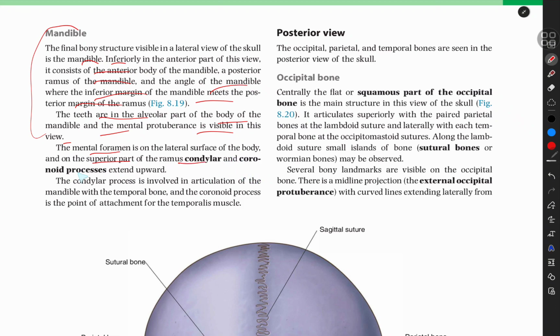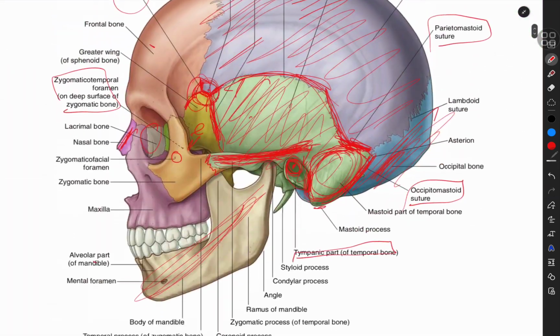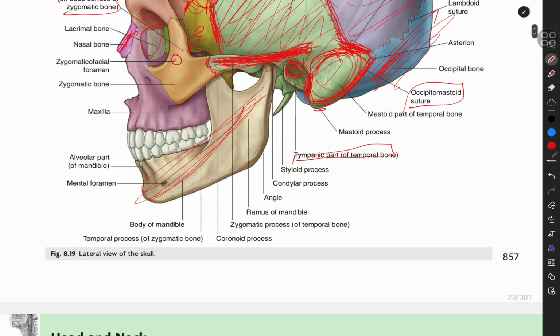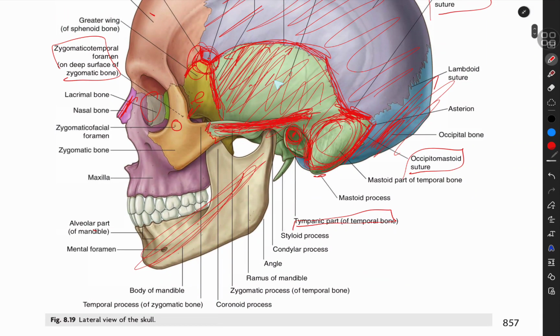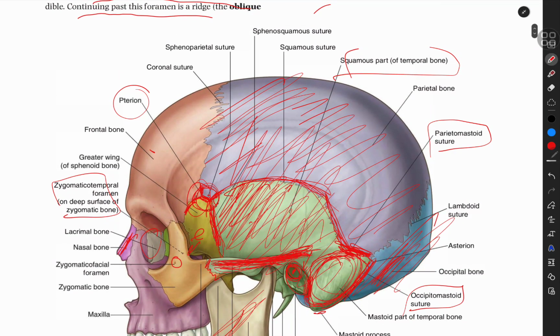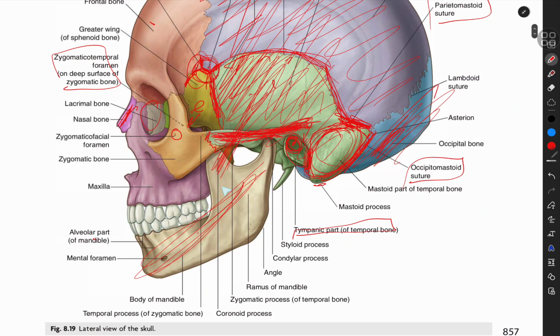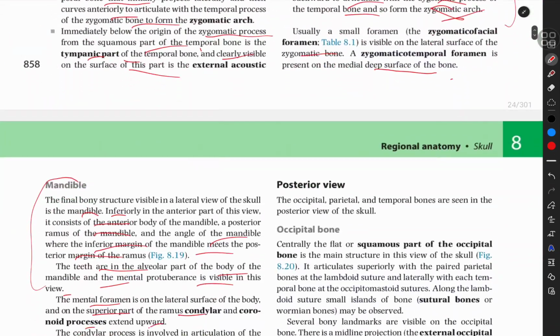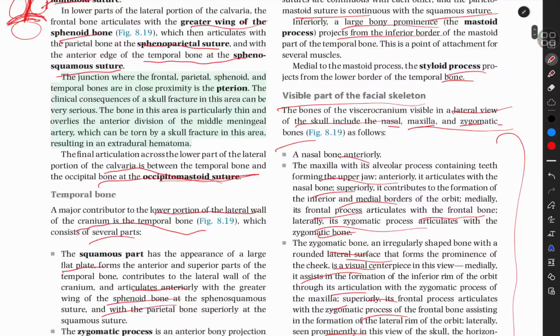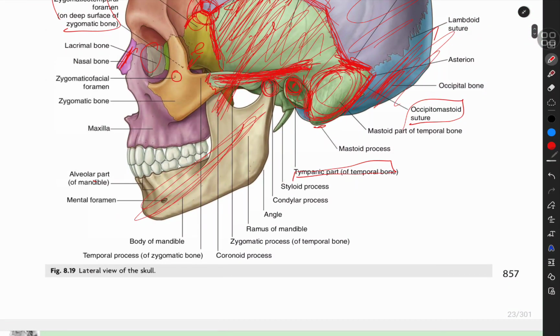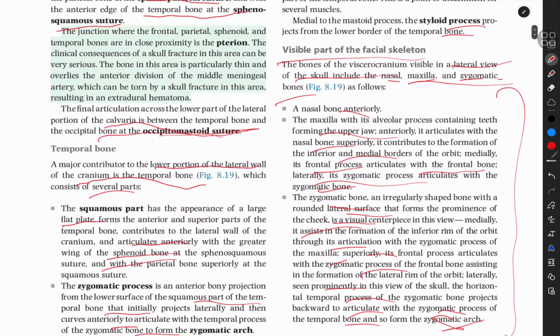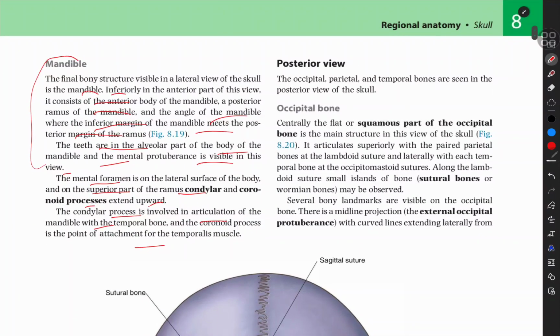At the superior part of the ramus, the condylar and coronoid processes extend upward. The condylar process is involved in articulation of the mandible with the temporal bone, and the coronoid process is the point of attachment for the temporalis muscle. The temporalis muscle is a muscle of mastication. It starts up here and it joins here, at the coronoid process. This is the condylar process because it articulates, and this is the coronoid process, the attachment for the temporalis muscle.